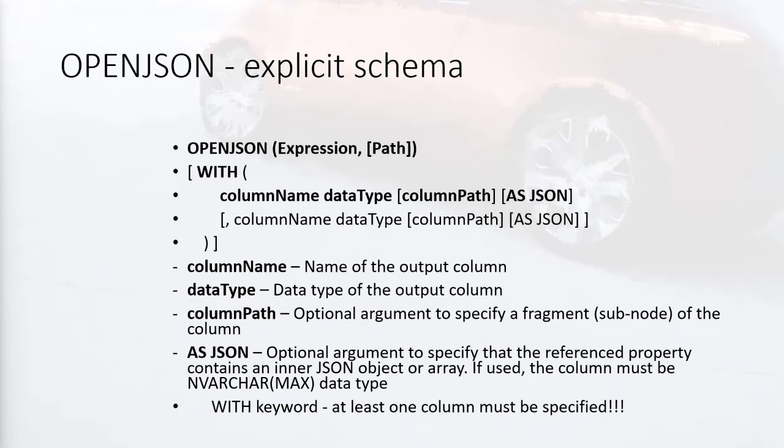OpenJSON with schema is really similar to reading XML data in SQL Server. Schema when reading JSON data: in this case, the function will also return a table, but now the output will be columns and their data types will be specified by you or by the user. The schema for the JSON data can be specified using the optional WITH keyword at the end of the OpenJSON function.